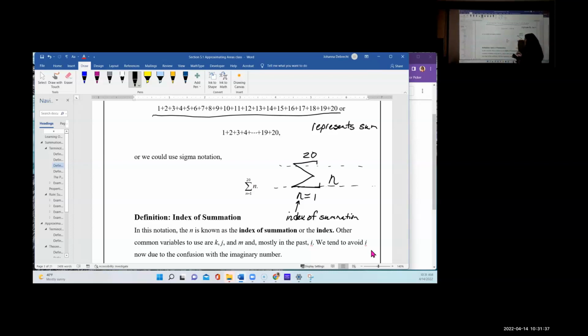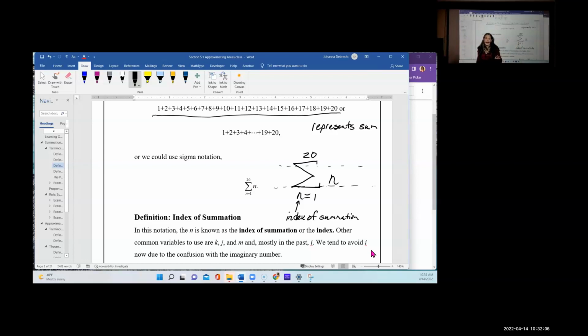Now, N started out as one of the most common ones, but we're going to use N for the upper limit of summation because we're going to allow the number of rectangles to get larger and larger and larger and go to infinity. So because we want to use N as a generic placeholder for the upper limit of summation, we're going to use a different index of summation. More commonly, I use K.